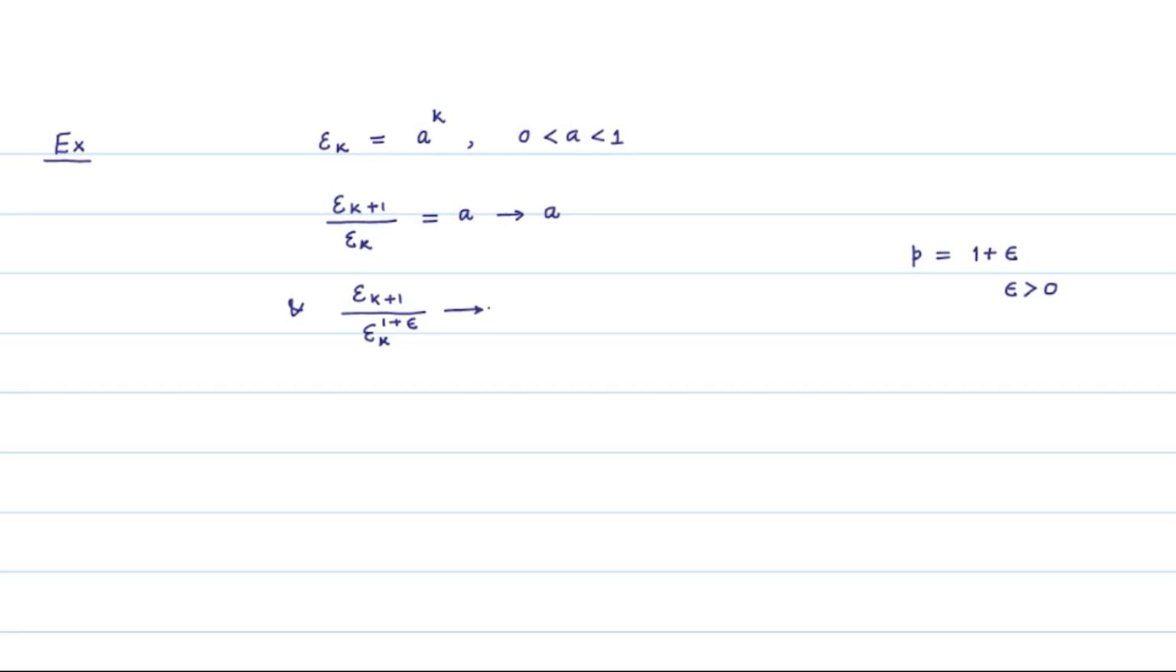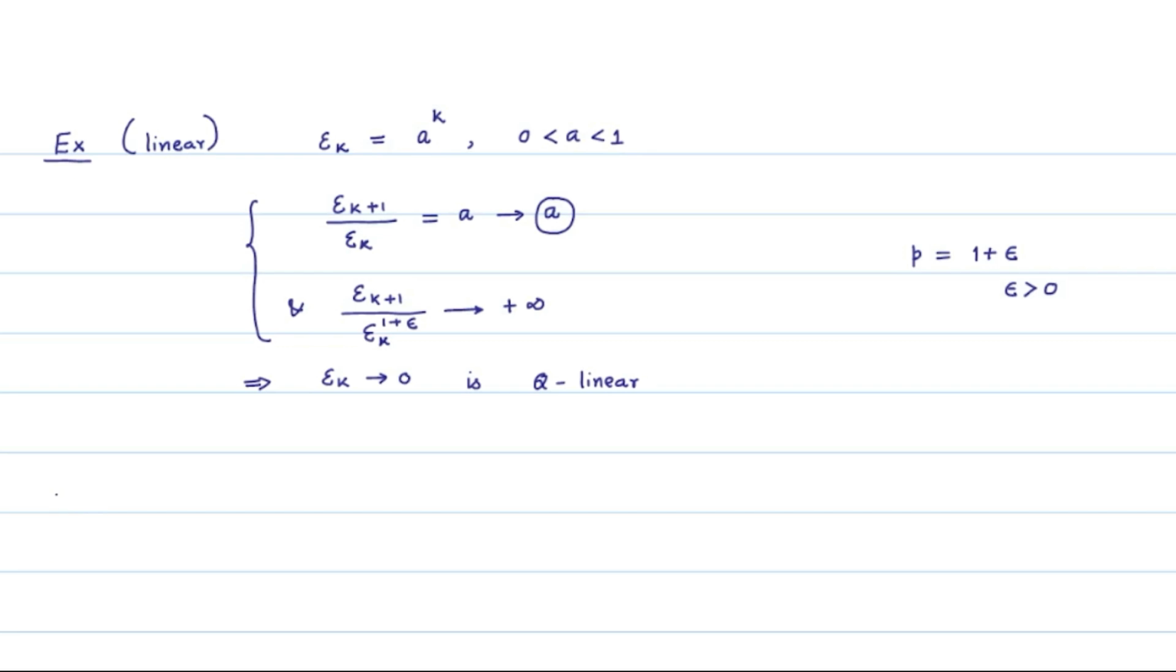This ratio diverges to positive infinity. These two facts prove that epsilon k converges to 0 with q convergence rate equal to 1, or this convergence is q linear, because the mu value is in between 0 and 1 and p star is equal to 1.